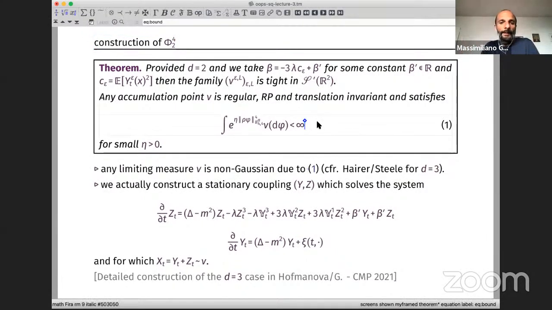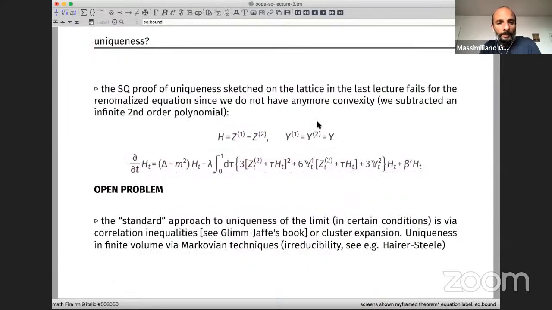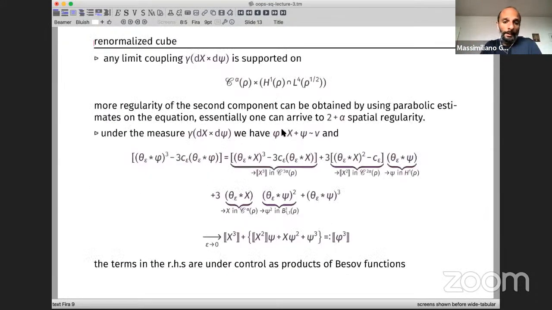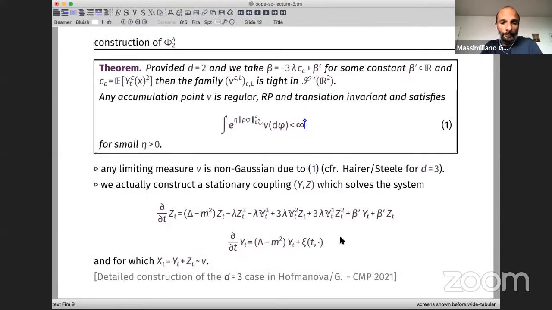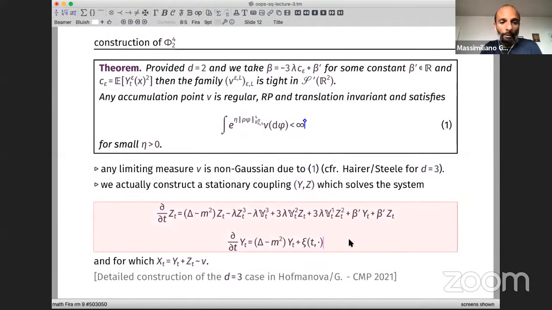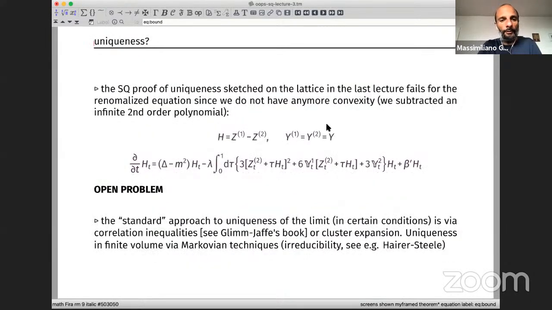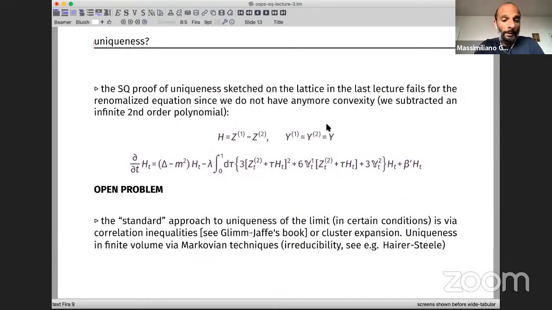Now you want to study this field. You ask, is the accumulation point unique, or is there more than one? So you ask the question about uniqueness of accumulation points, or you can be even more greedy and ask about uniqueness of this coupling or uniqueness of the dynamics. There are different kinds of uniqueness you can ask, but already uniqueness of these accumulation points is not obvious as far as stochastic quantization is concerned. To me, as far as I understand, it's an open problem.